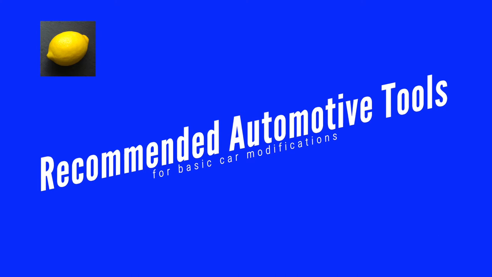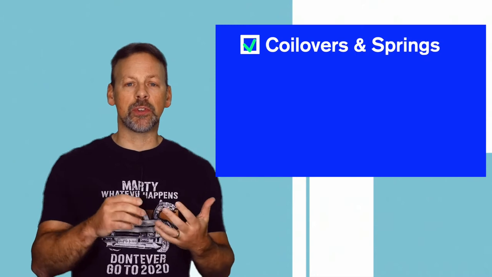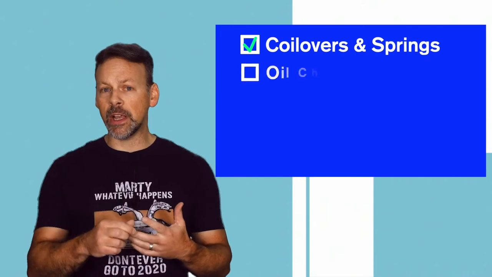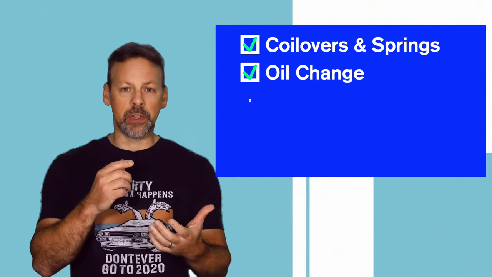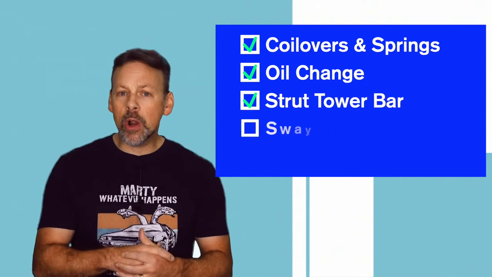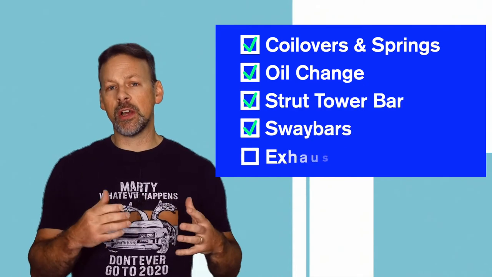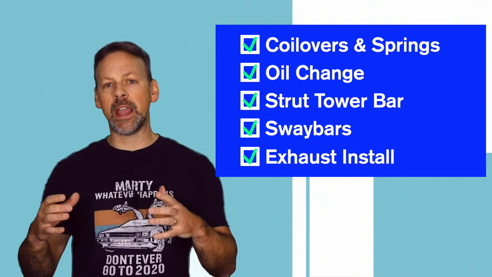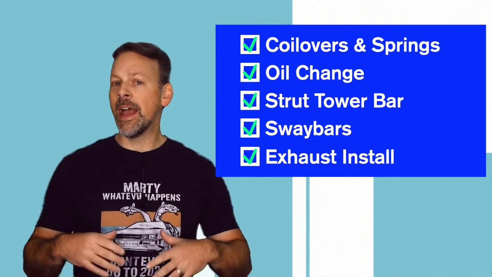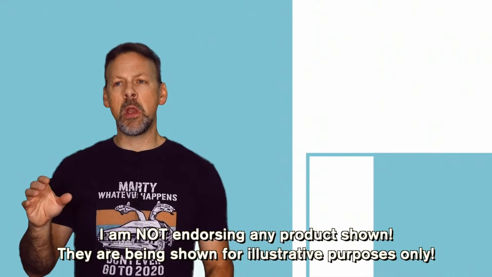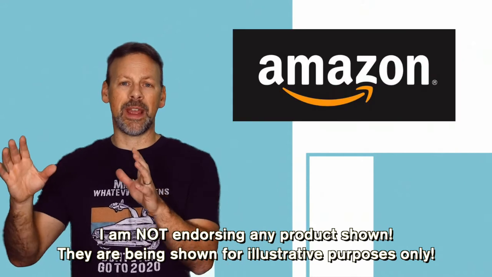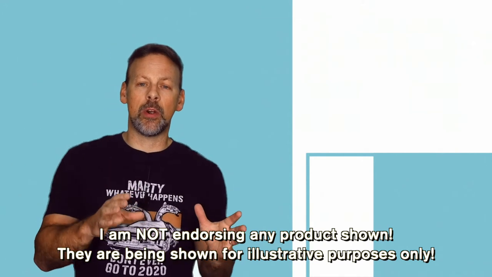So let me just put some parameters around what I'm going to discuss here. These are basic tools needed to perform modifications to your car, such as coilovers or springs, changing your tires, an oil change, doing a strut tower bar, sway bars, doing an exhaust, whether it's the axle back or a full cat back or header back exhaust, things of that nature. What I'll be showing you online here, I will be taking from primarily two sites. I will be taking from Amazon and I will also be taking from Harbor Freight.